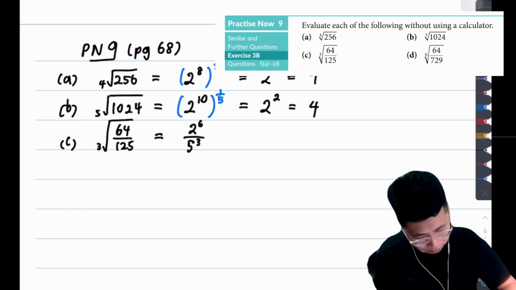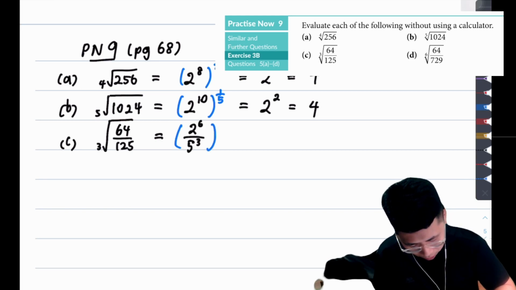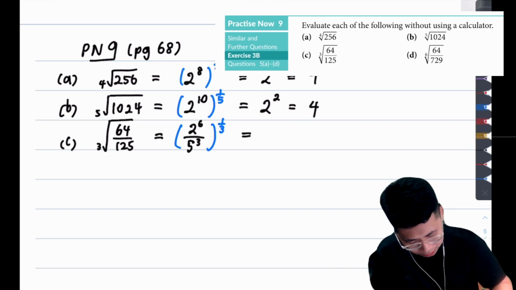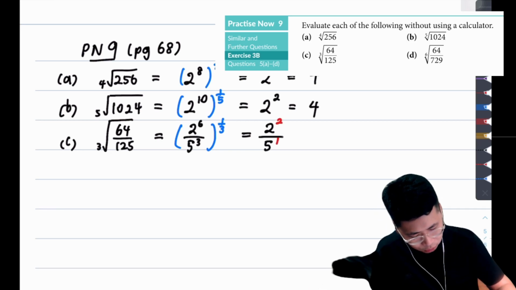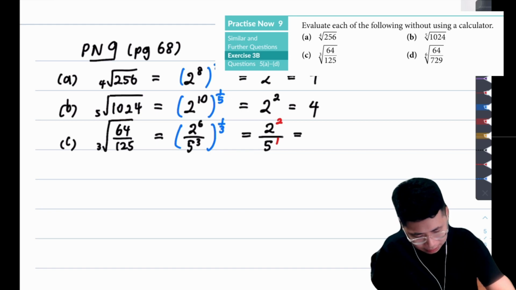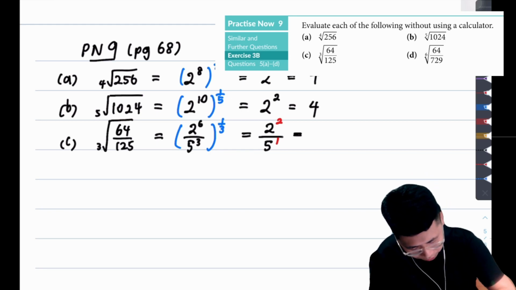So over here, cube root means the whole thing to the power of 1/3. So we can distribute the 1/3 into the fraction. So we will have 2 to the power of 2 over 5 to the power of 1. So 2 squared is 4 over 5, 0.8. Or if you're uncomfortable, I'm going to write here 4 over 5.